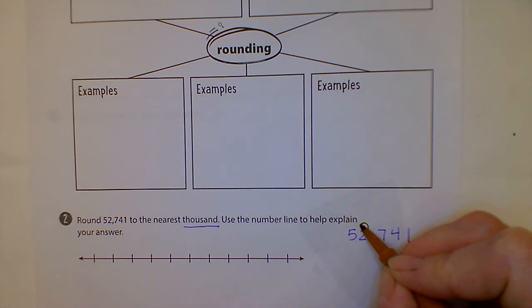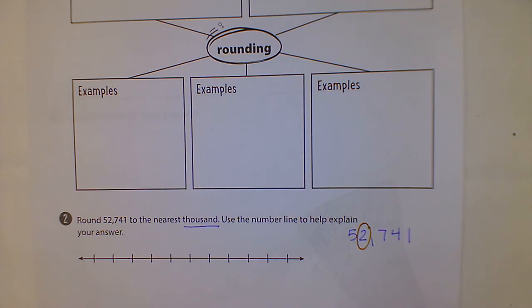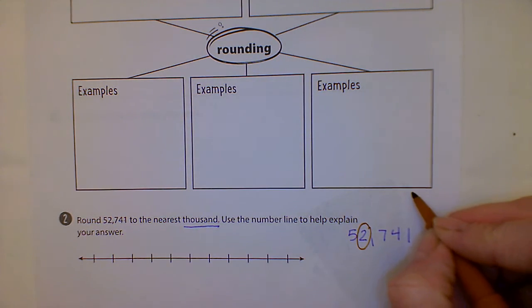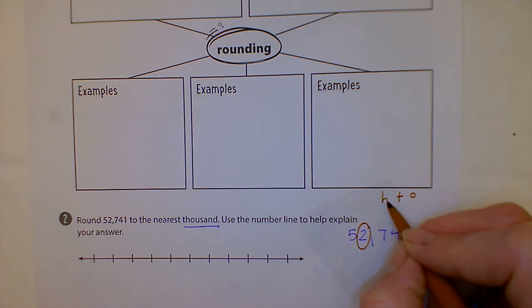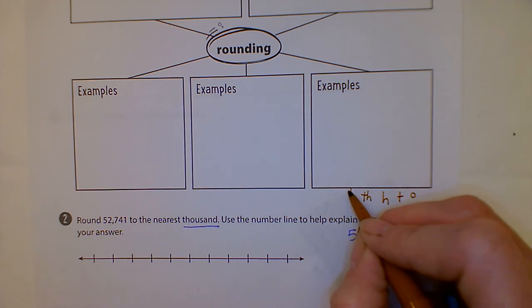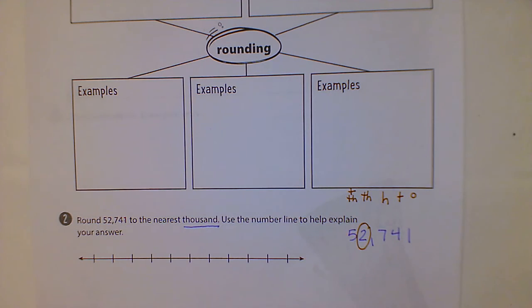my thousands place. And remember that if you need a little help, you can always write your ones, your tens, your hundreds, your thousands, and your 10,000s above the digits. All right, so if I want to round 52,741 to the nearest thousand, here they want us to use the number line. What I want to do is figure out what are my end points. Well, they are going to have to do with the thousands place, right? Because we're rounding to the nearest thousand.